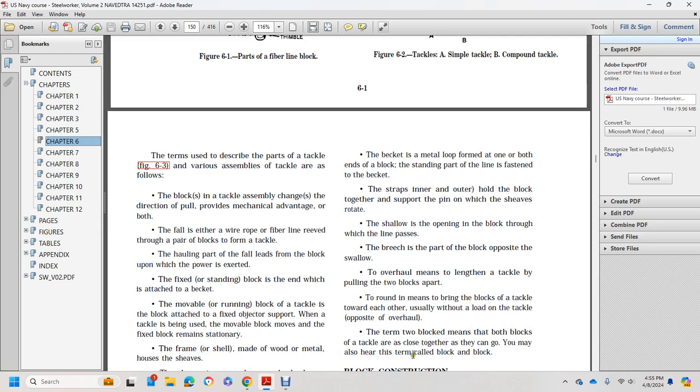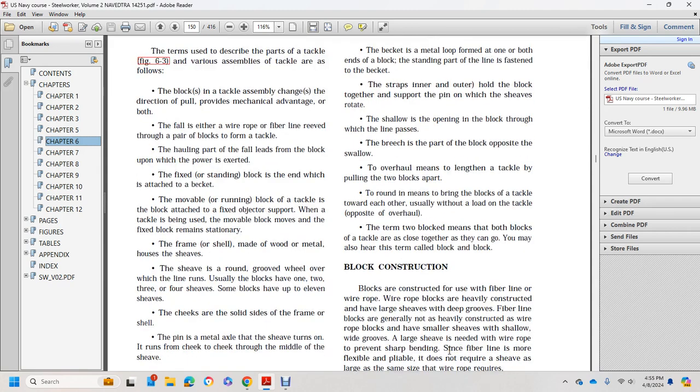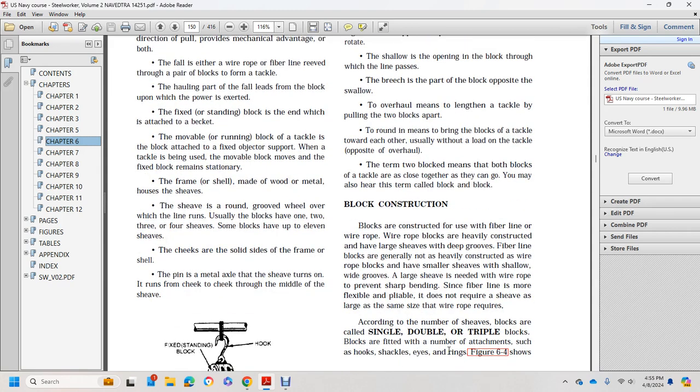You may also hear the term block and tackle. Block construction: blocks are constructed for use with fiber line and wire rope. Wire rope blocks are heavily constructed with a large sheave with a deep groove. Fiber line blocks are generally not as heavily constructed as wire rope blocks, and have a small sheave with a shallow, wide groove.